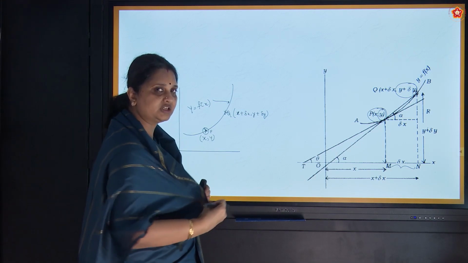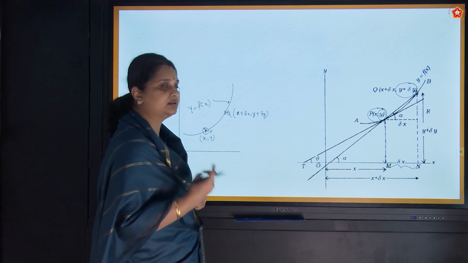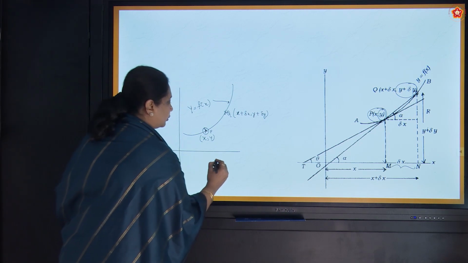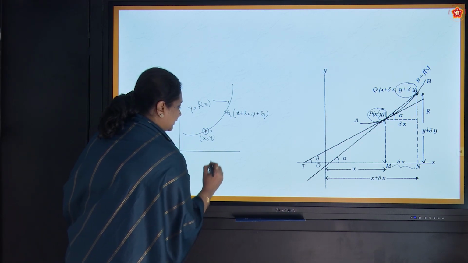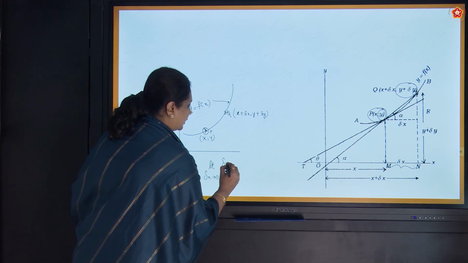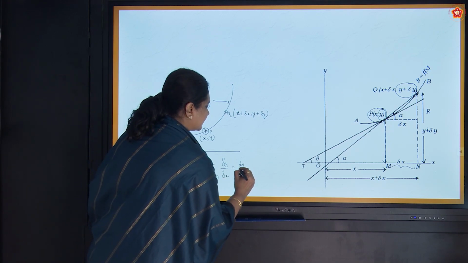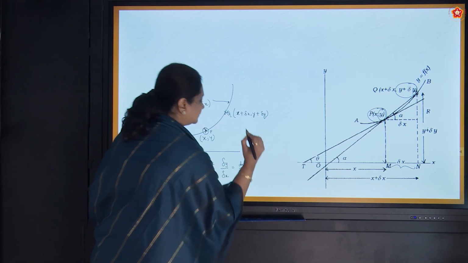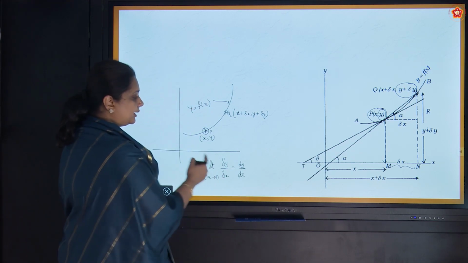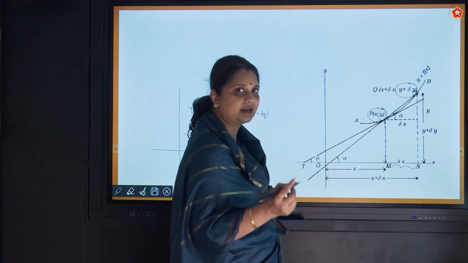So what is differentiation? In the previous video, we've seen at length what is differentiation. Basically, we are trying to look for the limit delta x tending to 0 of delta y by delta x. This is our dy by dx. So now, how do I find the value of delta y and delta x?